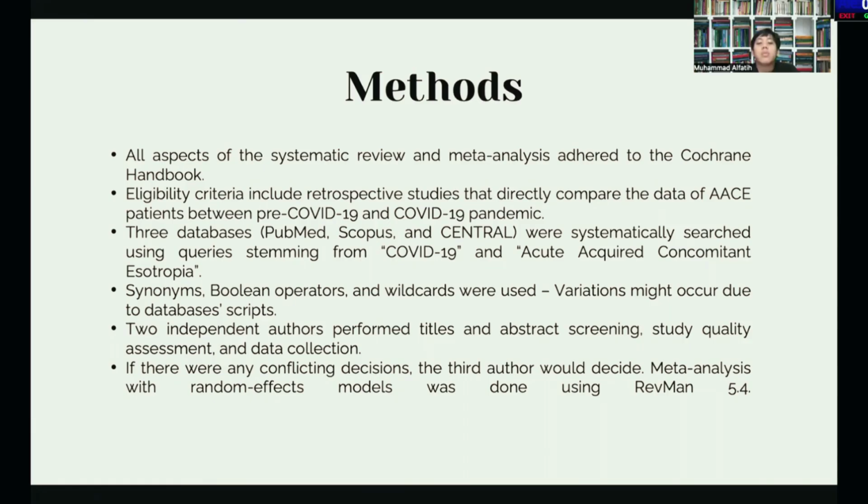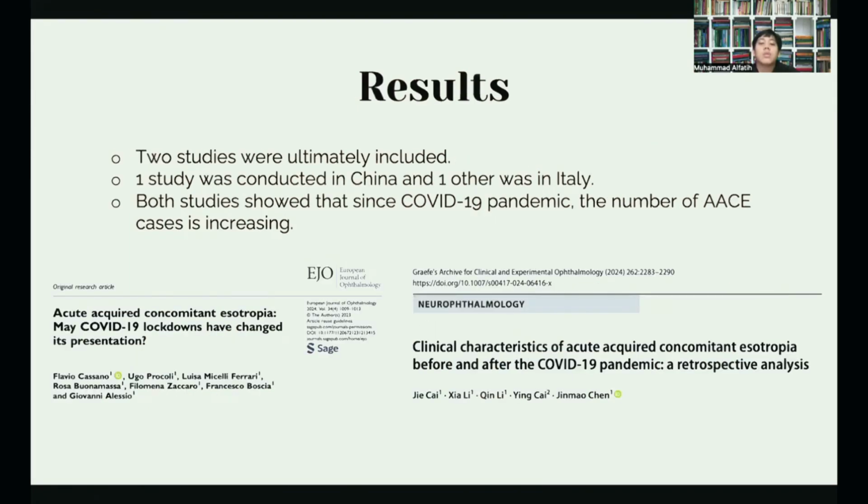Three databases, PubMed, Scopus, and Central, were systematically searched using the keywords COVID-19 and AACE. We used synonyms, Boolean operators, and wildcards where variation might occur due to the database scripts. Two independent authors performed the screening of the title and abstract, study quality assessment, and data collection. If there were any conflicting decisions, a third author would decide, and we conducted the meta-analysis using a random effects model with RevMan 5.4. Two studies were ultimately included. One study was conducted in China and the other in Italy.